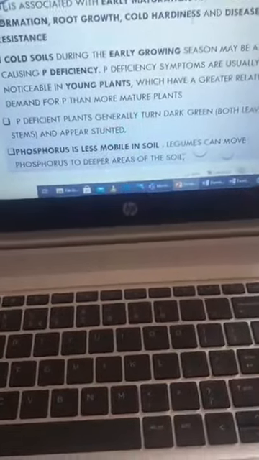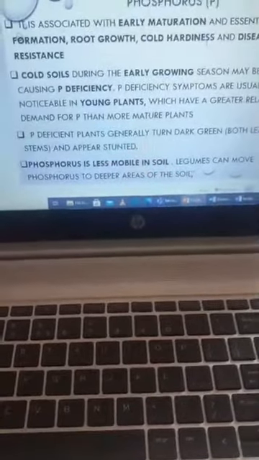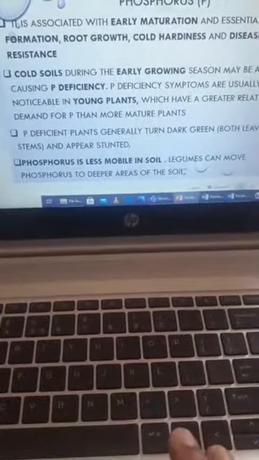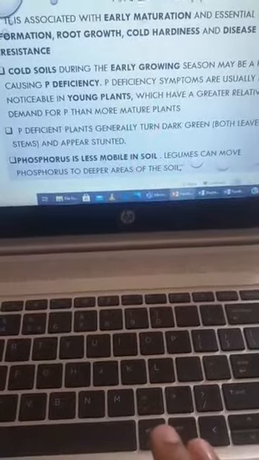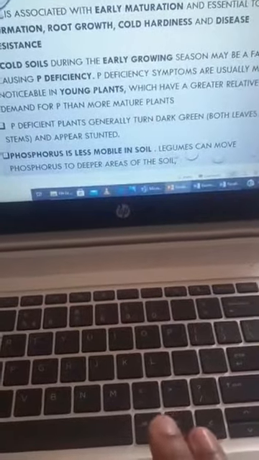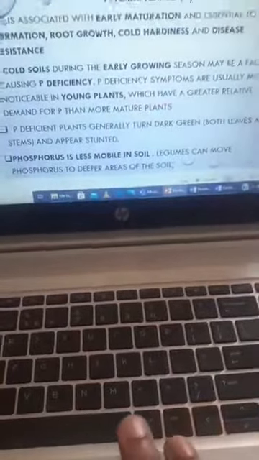Remember, you bought your seedlings from the nursery, where there is plenty of food. Now you are transporting your seedlings to a cold environment, and that's where you need your seedlings to thrive and grow. Phosphorus is less mobile in the soil, and you may find that legumes move phosphorus to deeper areas of the soil. So you can even do crop rotation to improve that.